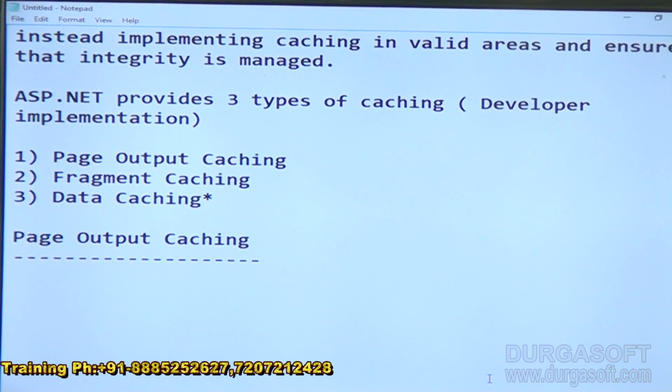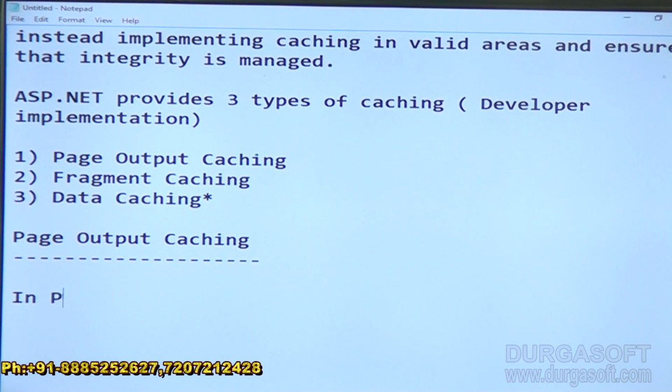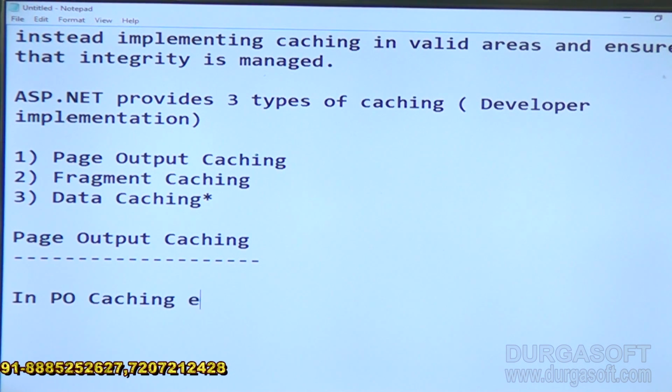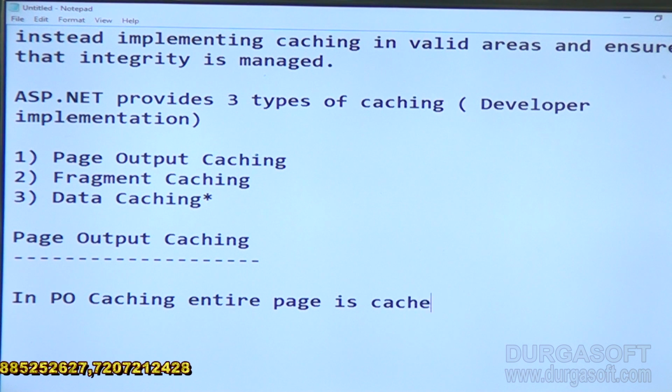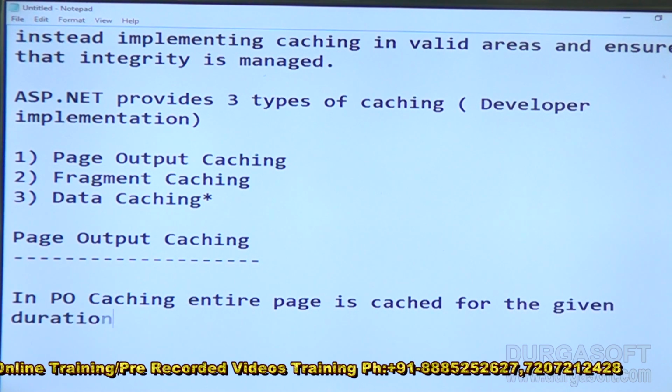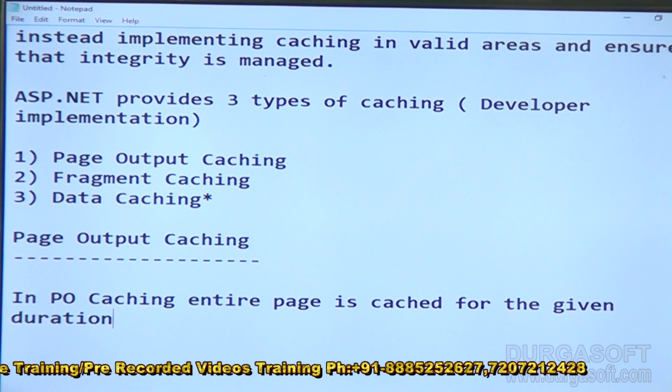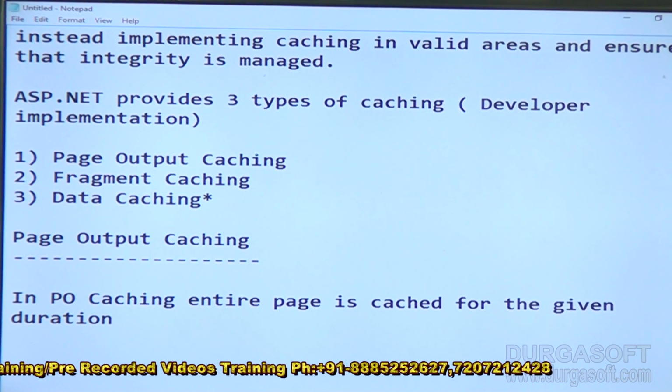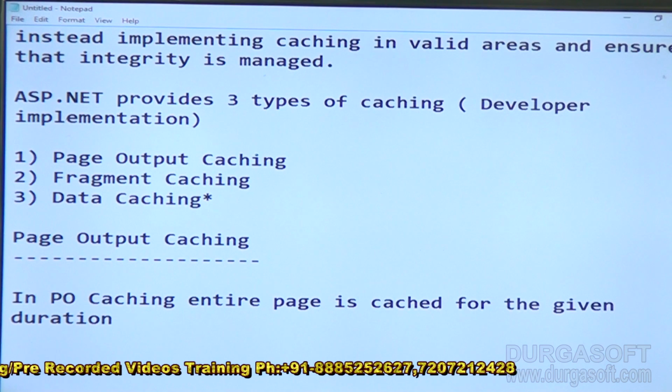Page output caching. Let me write. In page output caching, the entire page is cached for the given duration.